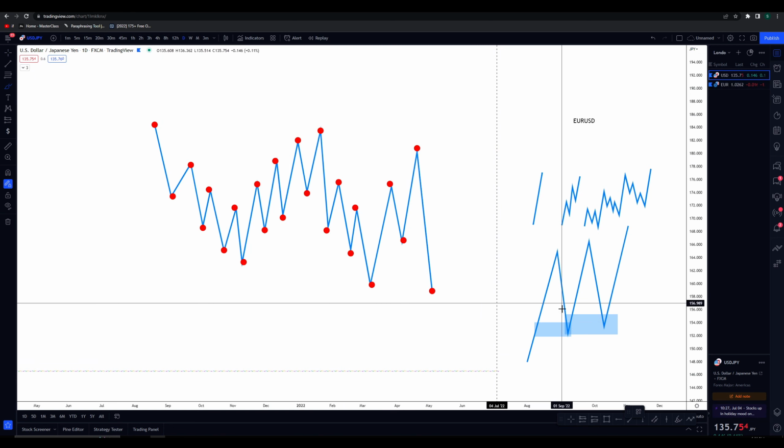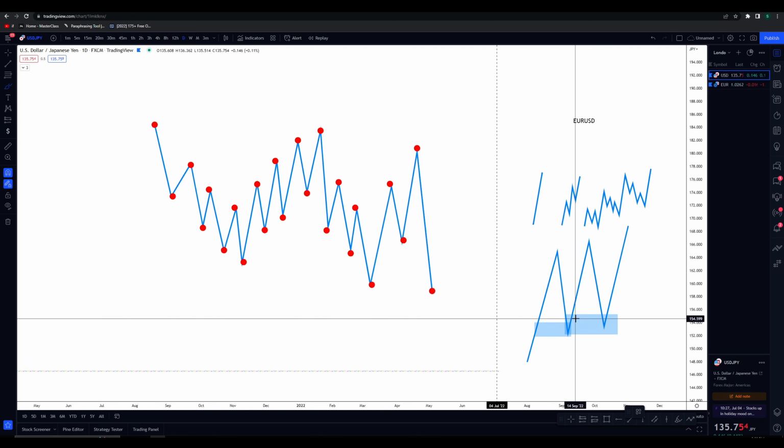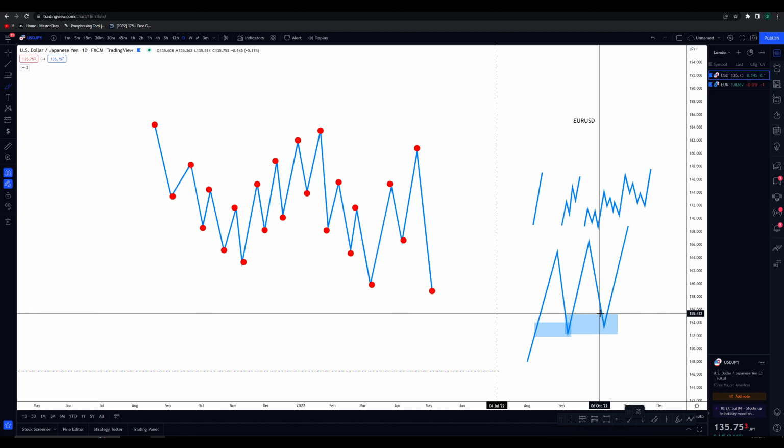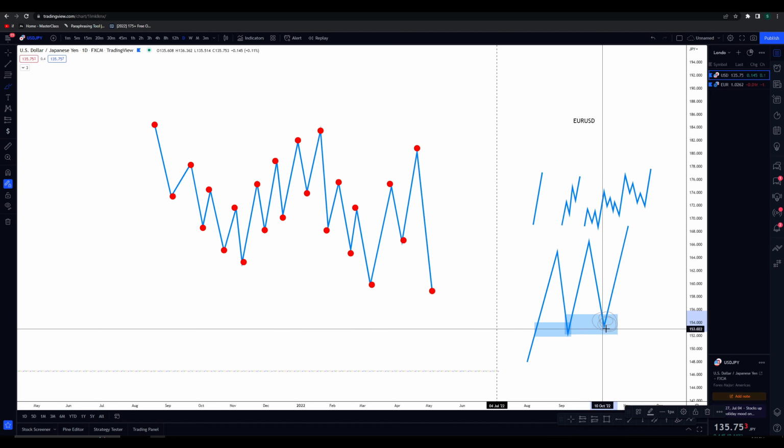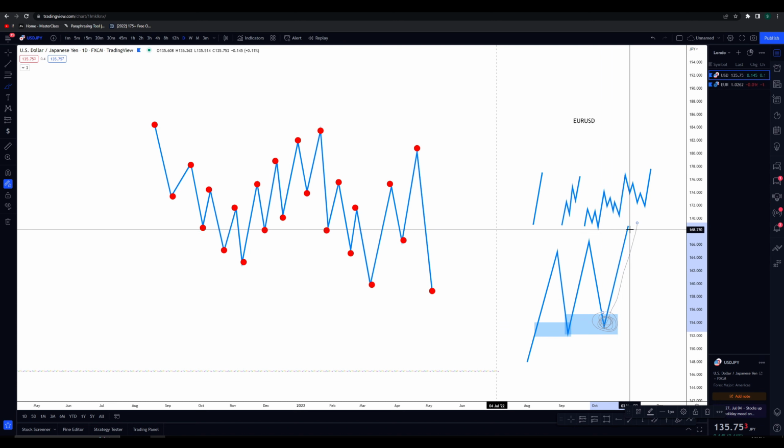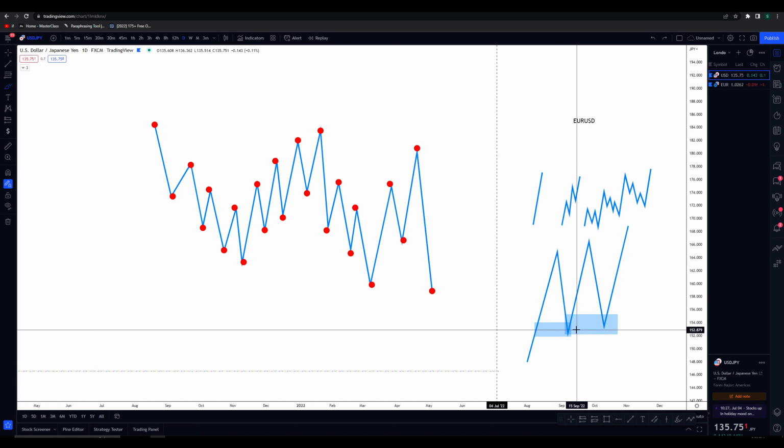Within each impulsive move, the market will leave around 2 to 3 valid order blocks or demand zones, whichever you want to call it. And then price action comes back down to mitigate those zones, and then it goes up to replicate the same move that it made before, because the trend is bullish.